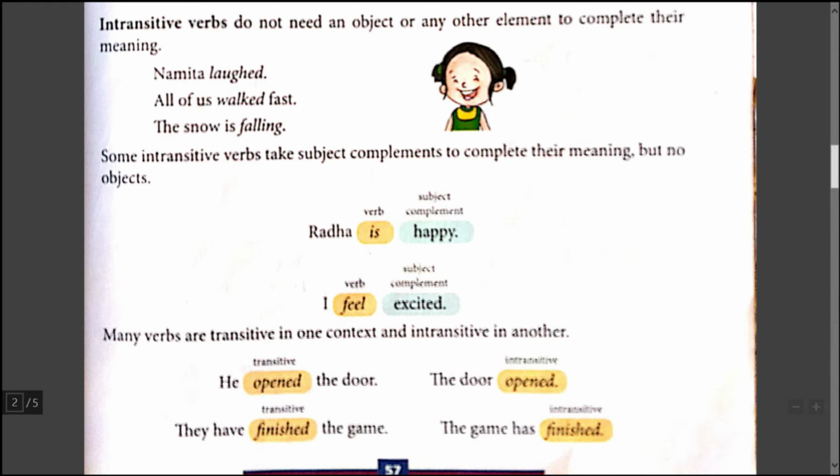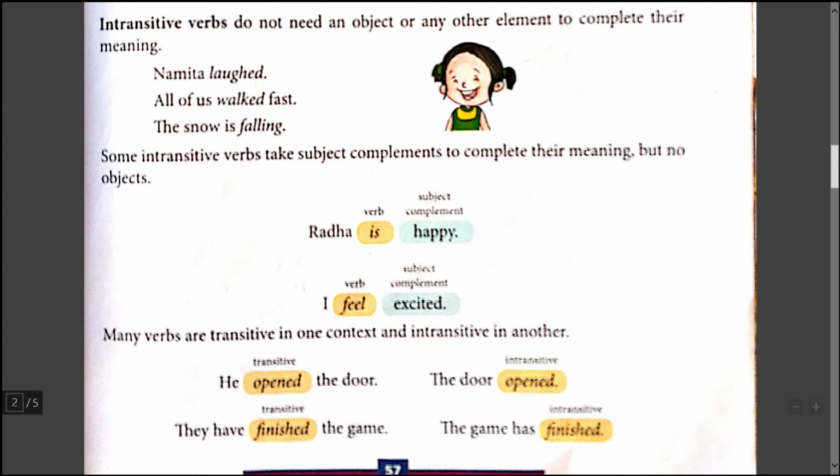Now in the same way we have another example for open. Let's see, the door opened. Now here it is intransitive. Open is acting as an intransitive verb. Next one, the game has finished. So finished is acting here as intransitive. Why? Because there is no object.